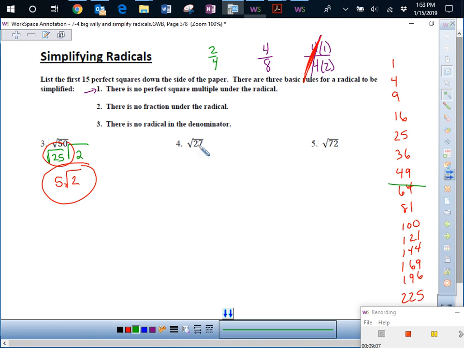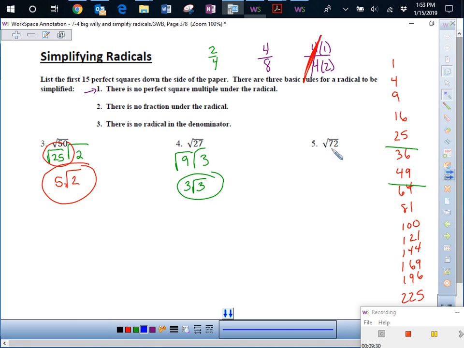So we'll do that again to square root of 27. 36 is actually too big. I'm going to work backwards. 25 doesn't go into 27. 16 doesn't go into 27. But 9 does. So 9 goes in there 3 times. And I can simplify the left side. Always put the perfect square on the left side. So 3 square roots of 3 is what that thing totally cleans up to be.